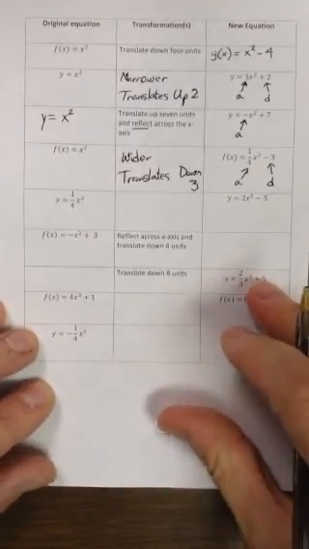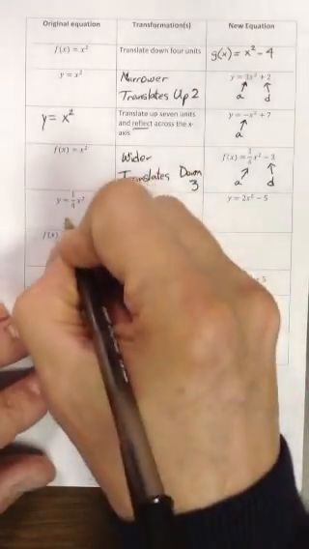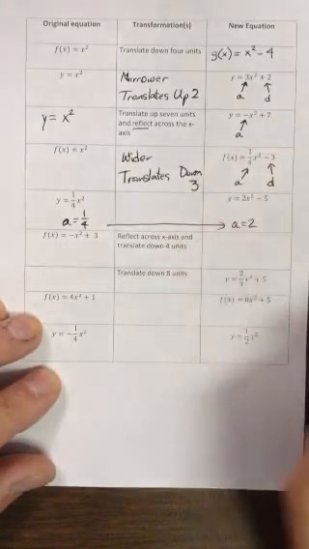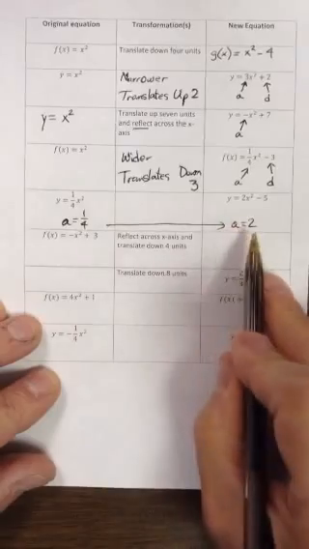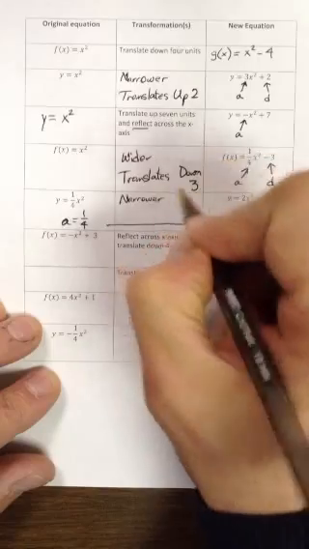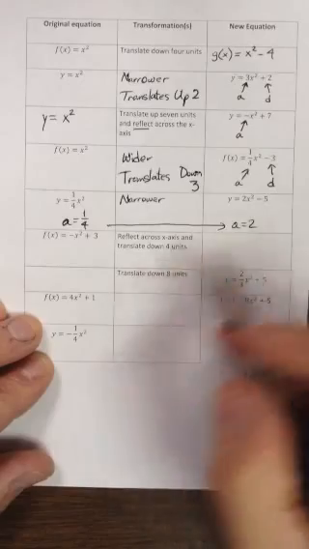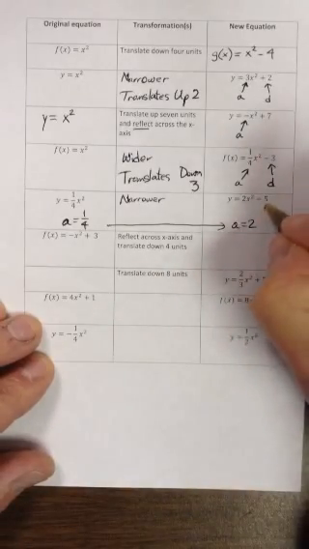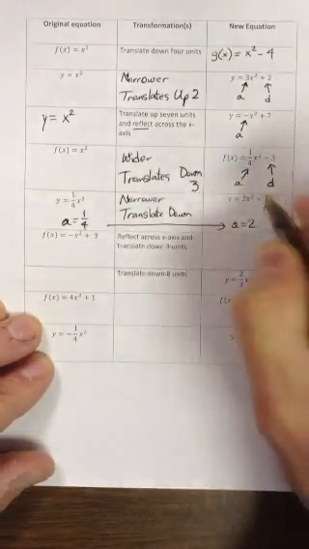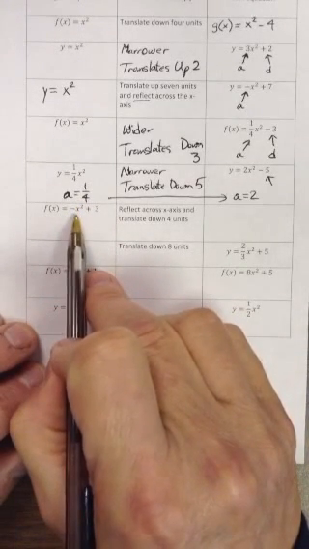All right, so the next one, we're not starting off with the parent, we're starting off with one that's a little wider. But you notice my A over here is 1/4, and now my A becomes a 2. So it was less than 1, and now it's greater than 1, and it has gotten narrower by, actually, a factor of 8, because 1/4 times 8 is 2. And notice we now have a change in D, so that's a translation down 5.